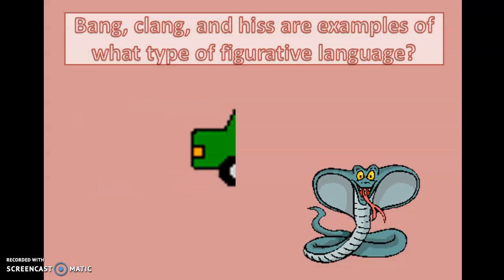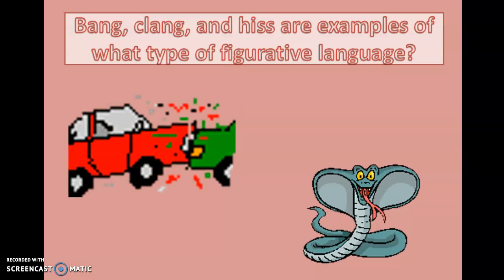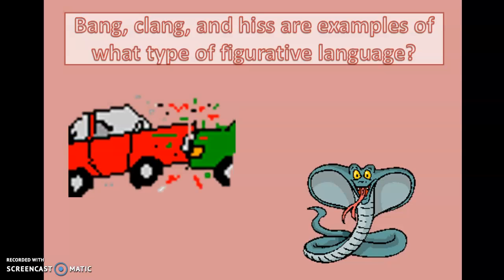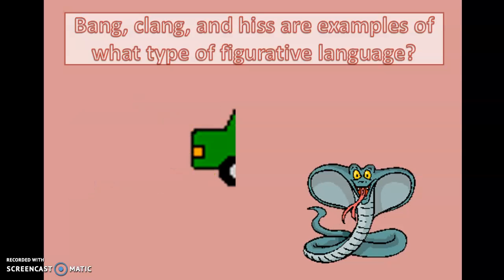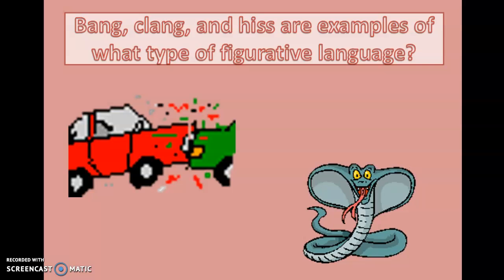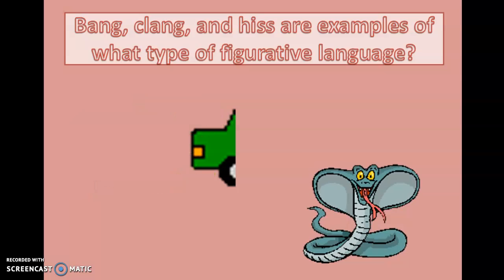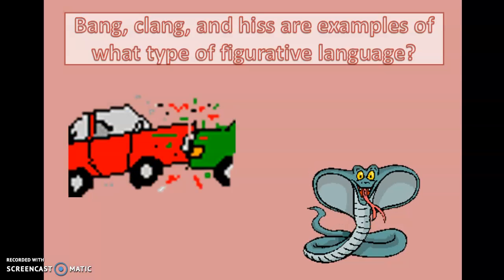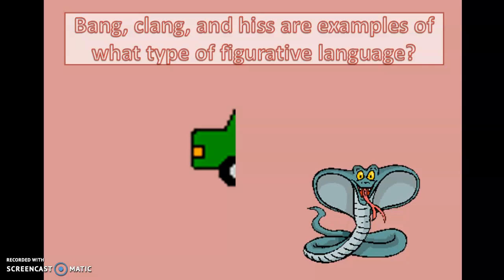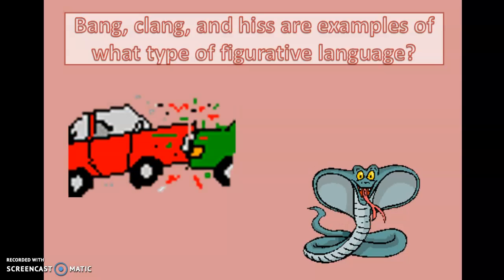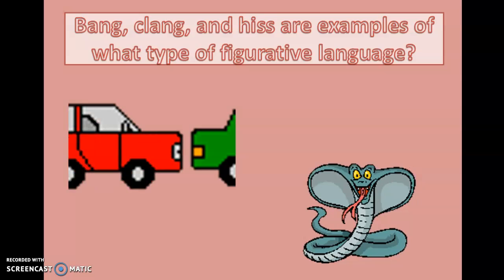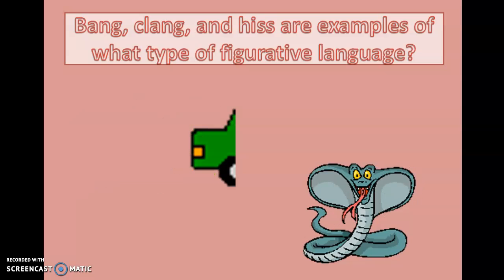All right, so we are going to do some practicing. Before I go to the next slide, which is going to have an answer, I want to give you a chance to think about your answer in your head. Okay, so bang, clang, and hiss are examples of what type of figurative language? You can pause the video if you're not ready for the answer. It is going to be on the next slide. Onomatopoeia. Give yourself a pat on the back if you got that right.